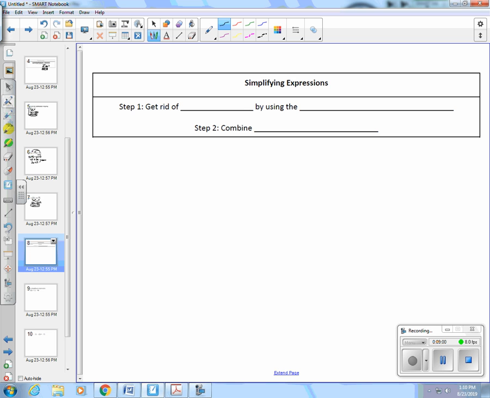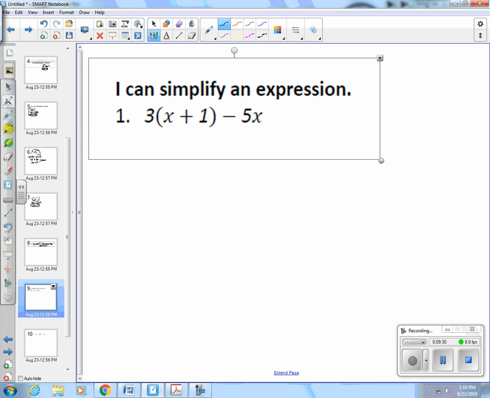When you're simplifying expressions, you want to get rid of the parentheses by using the distributive property and combine any like terms. That's in general what you're thinking that you're going to do. Let's get rid of parentheses by using the distributive property and combine like terms. So here is an example for you.